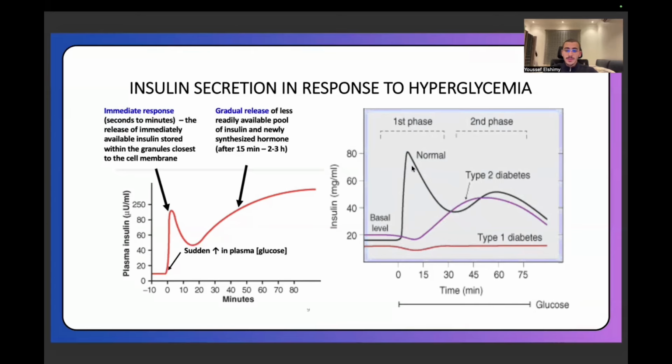Okay, so just to recap, in normal, you have an immediate response, then gradual release. The immediate response is due to the already produced insulin in the beta cells. Then the gradual release is from the newly synthesized insulin. In type 1 diabetes, you don't have any response, neither first phase nor second phase. In type 2 diabetes, you don't have an immediate response because the body is not sensitized to blood glucose. It needs much higher blood glucose levels than normal in order to respond. And yes, there is high blood glucose. So there would be a minimal gradual release in phase two.